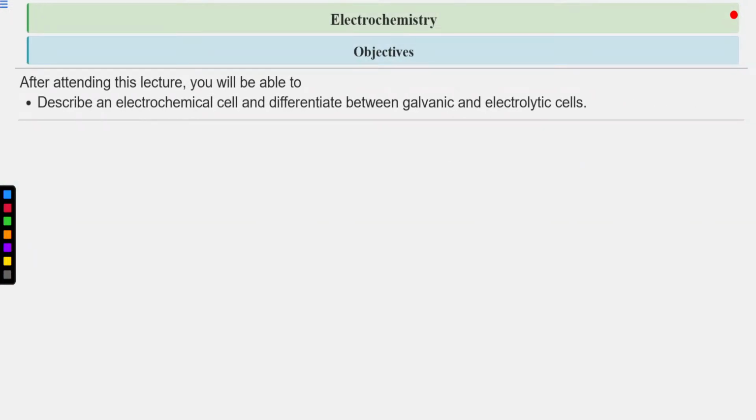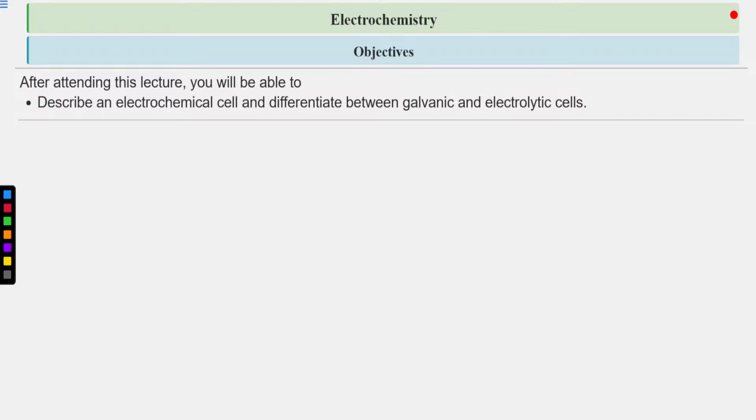Okay, so first of all, let's talk about our objectives. After attending this lecture, you will be able to describe an electrochemical cell and differentiate between galvanic and electrolytic cells. So this is the objective of today for studying this chapter, which is electrochemistry.